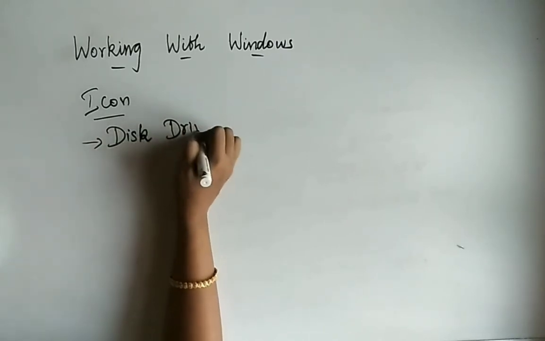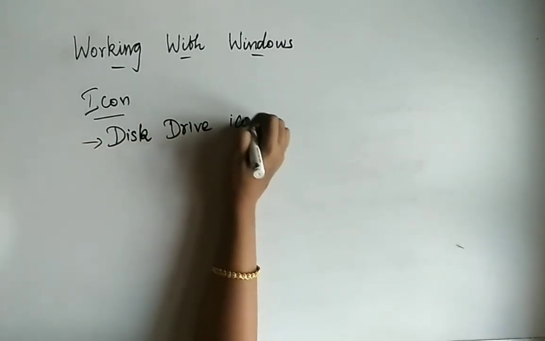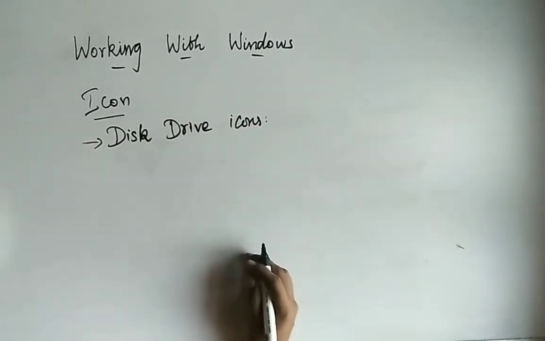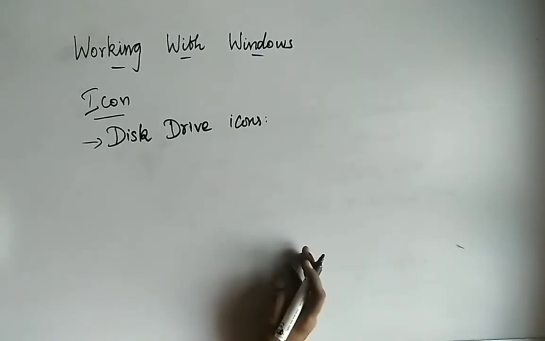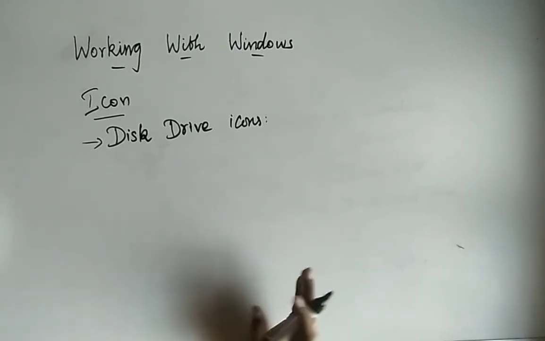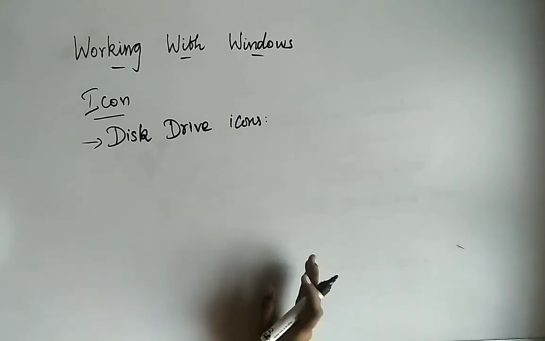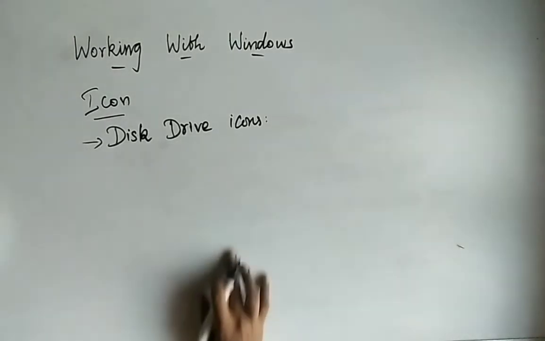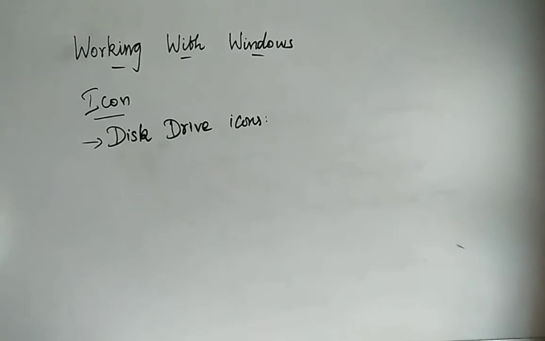What do you mean by disk drive? For example, in your computer, you will be having many colons, no? For example, C colon, D colon, E colon, F colon. Some colons are for your pen drive, that is your removable disk, then for your CD players. That is called your drive icon. It is going to represent five disk drive options.